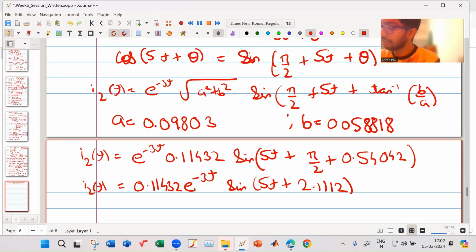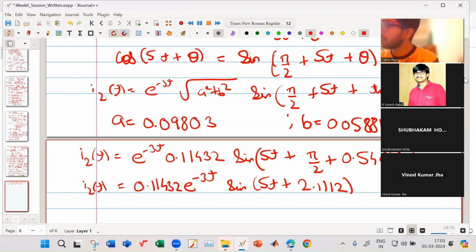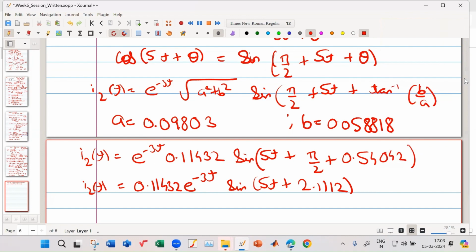So any doubts in this? Shubhakam, Hota, Suresh Babu, no doubts, no queries. Yes, sir. Okay, so this is my I2 of t I got.